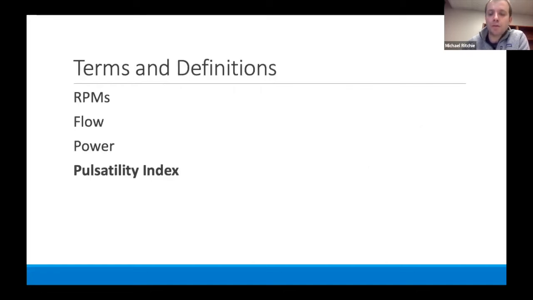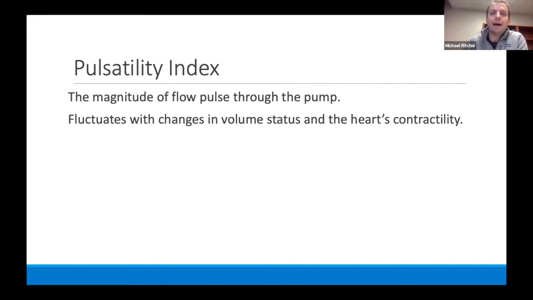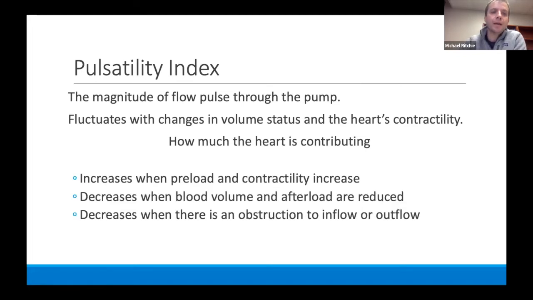And then the last one is pulsatility index. You won't see it on the Heartware, but you will see it on HeartMate 2 and HeartMate 3. And your pulsatility index, one way to think about it is just how much the heart is contributing. So if you have a high pulsatility index, then that means your heart is beating or contracting fairly well. If you have a low pulsatility index, then your heart isn't very pulsatile, as in it's not contributing very much to what's going on. So it increases when you have preload or contractility increase.